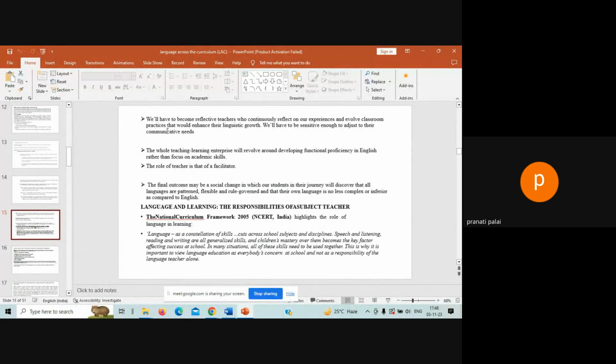So here the role of the teacher is that of a facilitator. The teacher will facilitate. The teacher will not apply the teacher-centered approach. That means the teacher will only give instruction, the teacher will command in the classroom, the teacher will only give knowledge to the students. That should not be the case. The role of the teacher here should be a facilitator.